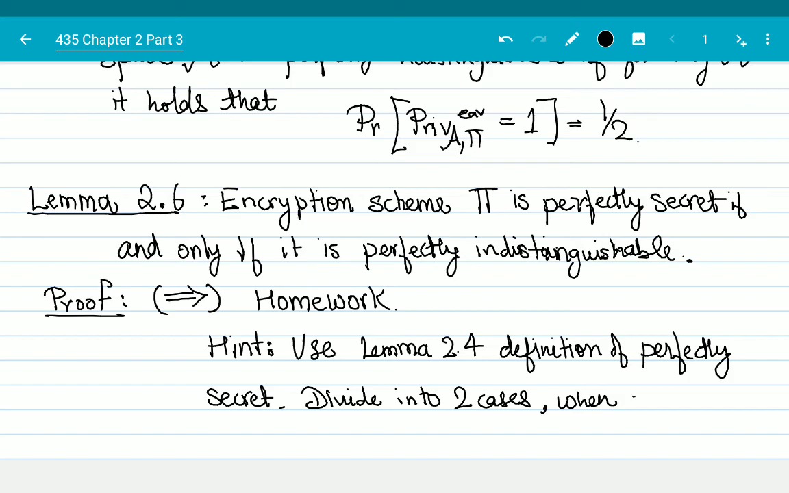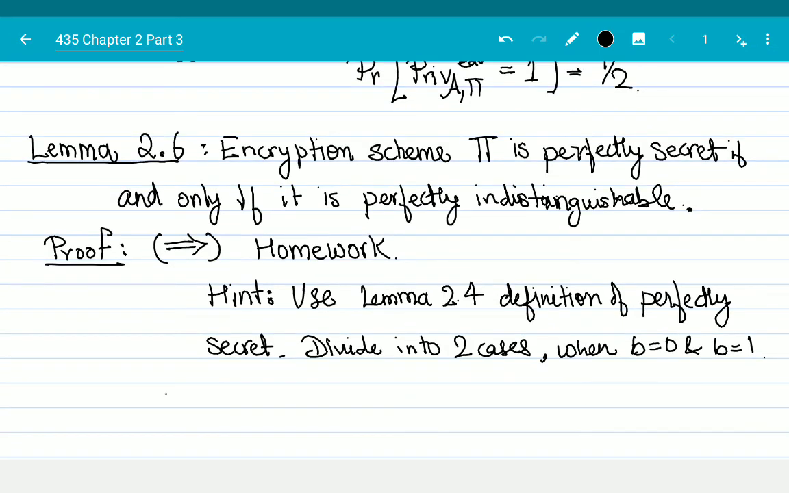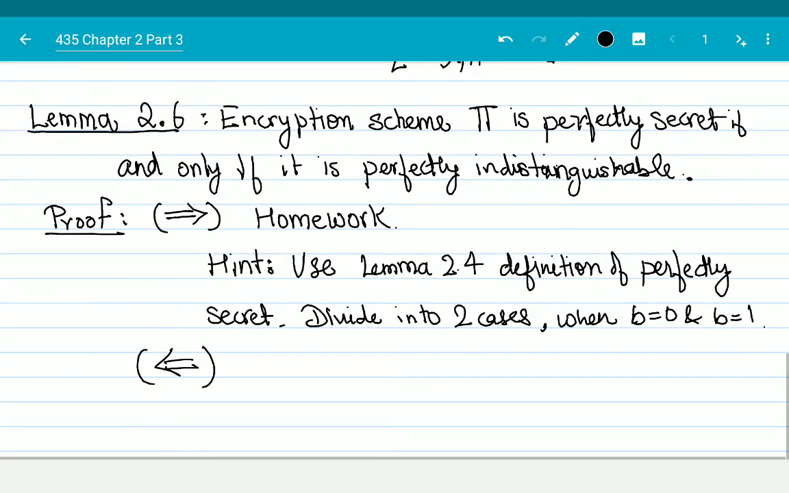Okay, or when b is equal to 0 and b is equal to 1. Okay, that's my hint. It's much simpler than the other direction. In fact, it's pretty straightforward once you have it. You just have to actually compute it by cases, and it's pretty easy. The other way is slightly more annoying.